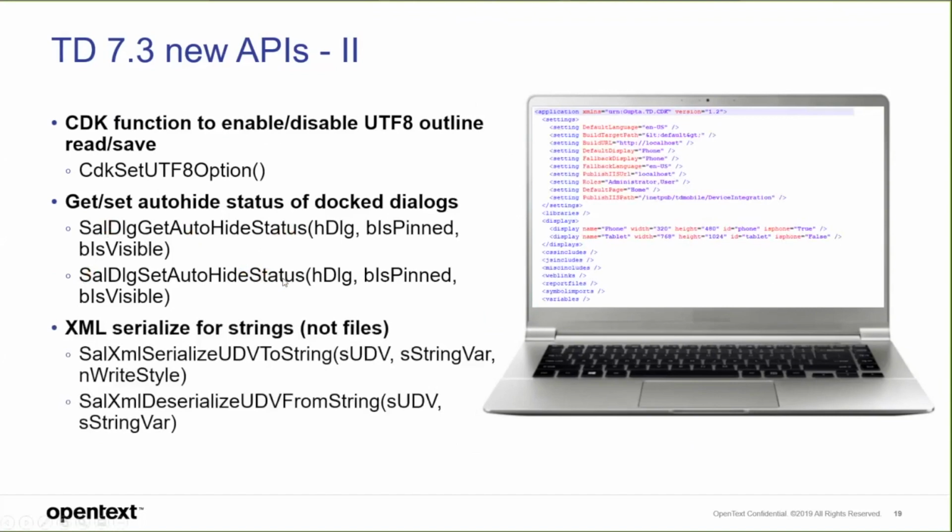Then a new permutation of the XML serialize for strings. Before we had that for files, now we have it for strings as well. So SalXMLSerializeUDVToString puts the contents of a UDV into an XML string, and SalXMLDeserializeUDVFromString puts the XML data from a string into a UDV array.